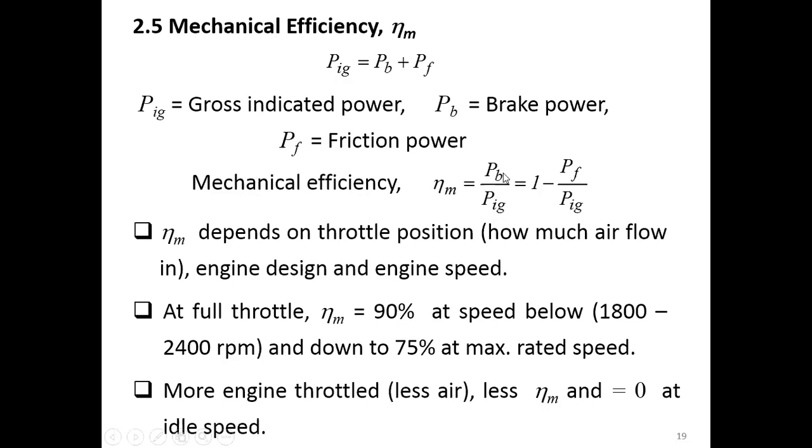So in terms of mechanical efficiency, by definition, efficiency is always something that we use or we get divided by something that we have to pay for. So the mechanical efficiency will be the brake power divided by the gross indicated power. Or in other words, it can be 1 minus the friction power divided by the gross indicated power.